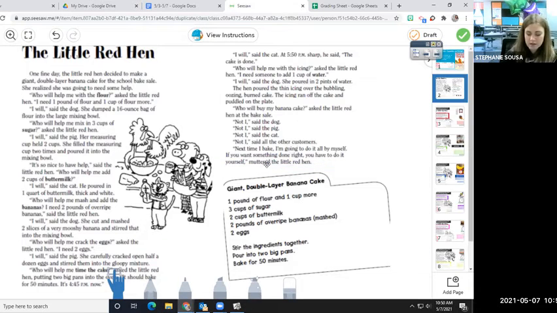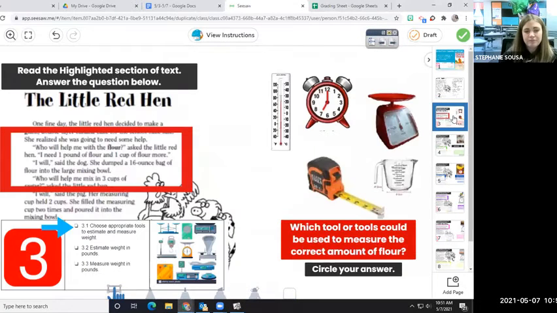So her friends helped her all wrong, and it was a nasty cake. So we're going to fix the mistakes that her friends made. Okay, we're going to take a look at the weights that the little red hen needs, and we're going to give her the appropriate amount so that she does not have a nasty burnt cake. Hop to slide 3, please.